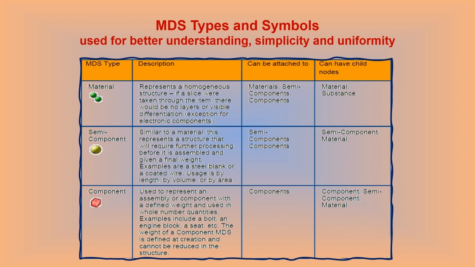Let's have a quick look at the various MDS types. Corresponding symbols used for better understanding and uniformity are also shown on the screen. Material MDS can be attached to materials, semi-components, or components. Semi-component MDS can be attached to semi-components or components. Component MDS can be attached to components.